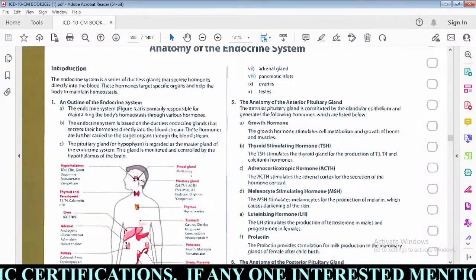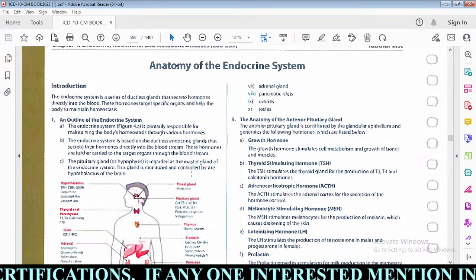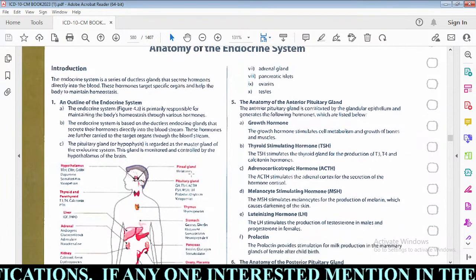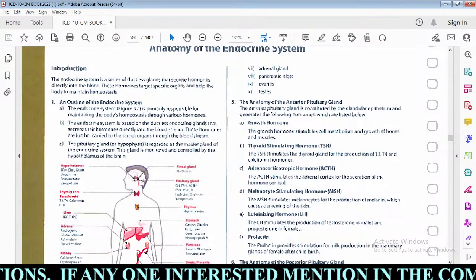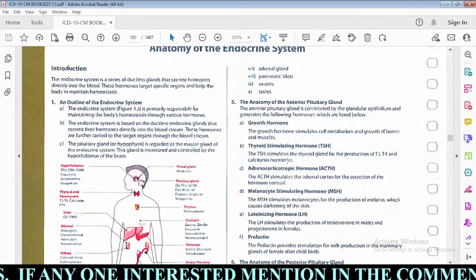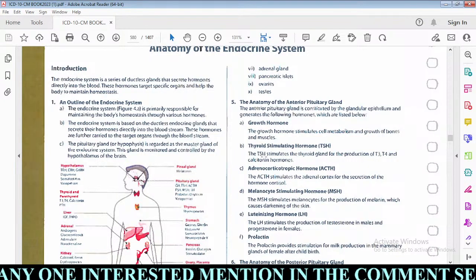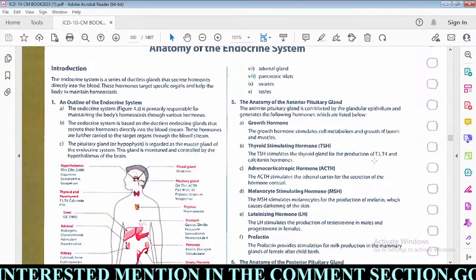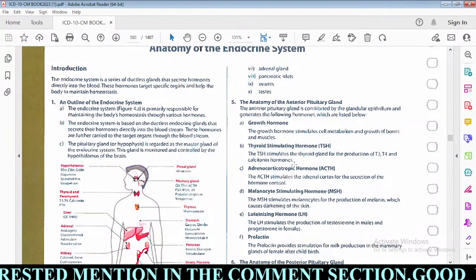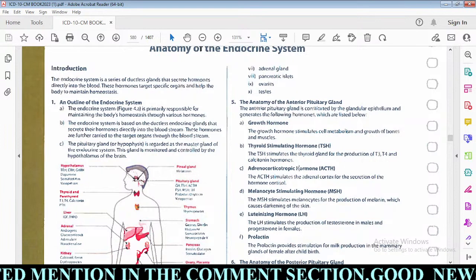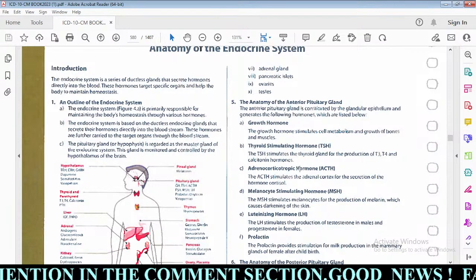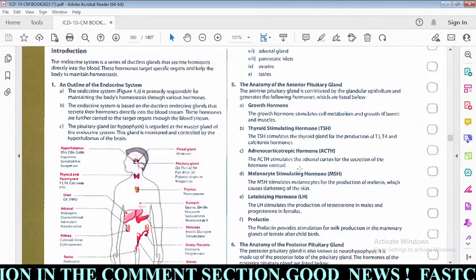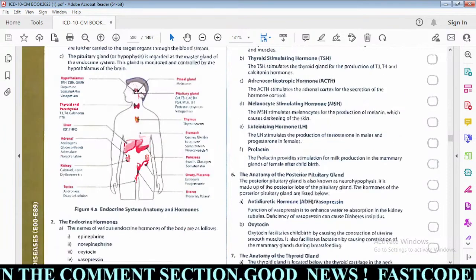So here again you have the anatomy of the endocrine system. See here, for example, thyroid stimulating hormone: here you have the wording that TSH stimulates the thyroid gland for the production of T3, T4 and calcitonin hormones. So if you don't know the definition, you need to find the tabular list and write the answer.